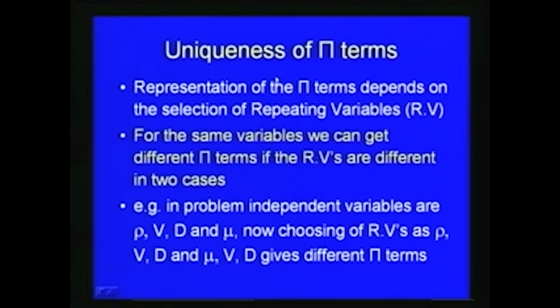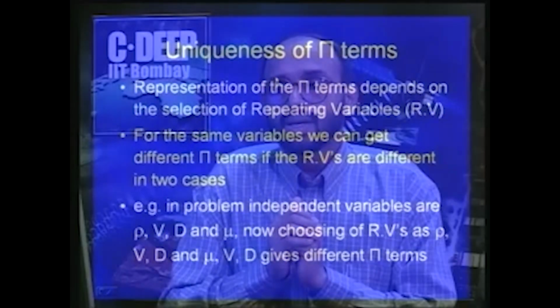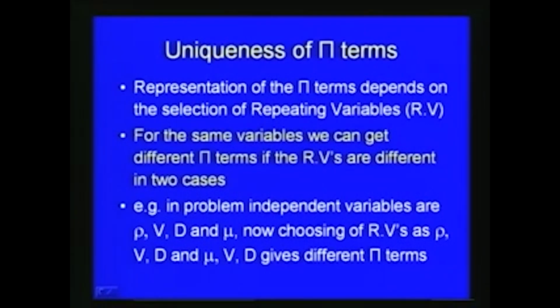Next point is the uniqueness of pi terms. We have seen in the Buckingham pi theorem analysis that each pi term depends upon the selection of the repeating variables. So the pi terms depend upon which variables are the repeating variables. For the same variables we can get different pi terms if the repeating variables are different in two cases.